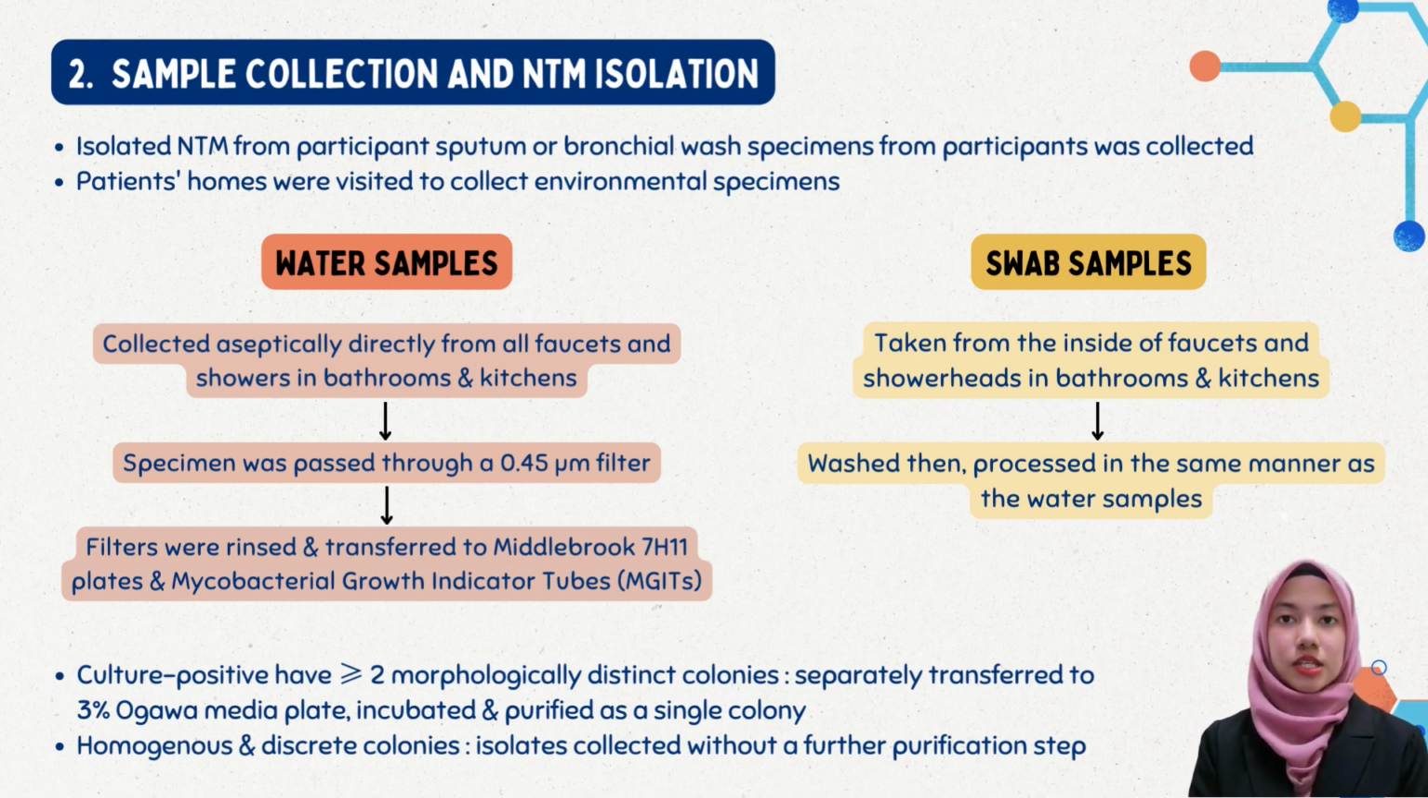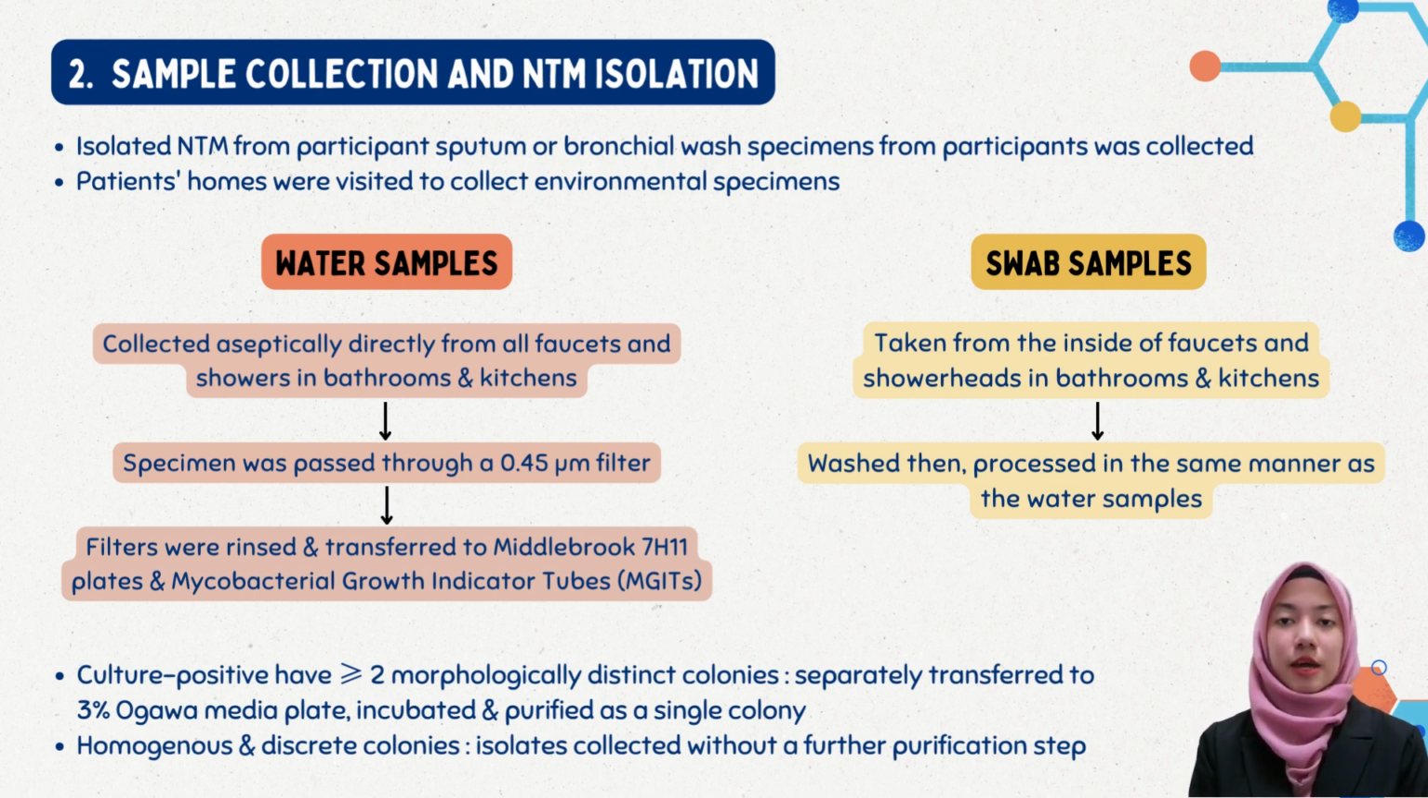As for the water samples, they were collected aseptically directly from all faucets and showers in bathrooms and kitchens. The specimen was then passed through a 0.45 micrometer filter. Then filters were rinsed and transferred to Middlebrook 7H11 plates and mycobacterial growth indicator tubes (MGITs). As for the swab samples, they were taken from all the inside of the faucets and shower heads in bathrooms and kitchens. They were then washed and processed in the same manner as the water samples.